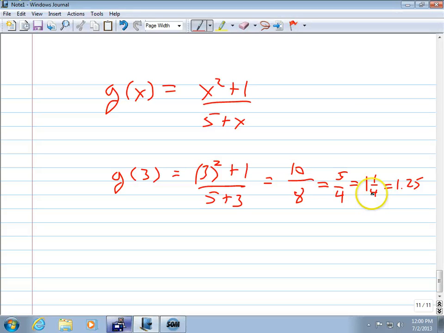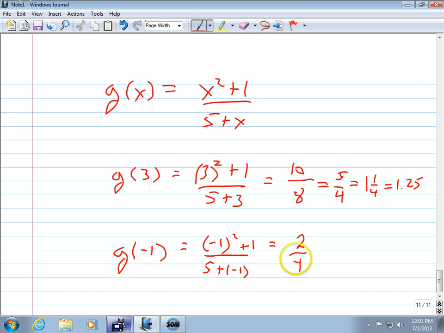What would be g of -1, let's say? What does that mean? Plug in -1 wherever you see x. But -1 squared is 1 plus the other one is 2 over 5 plus a -1. What's that going to be? 2 over 4, and 2/4 is really just 1/2 or 0.5. All right, so it's just function notation.